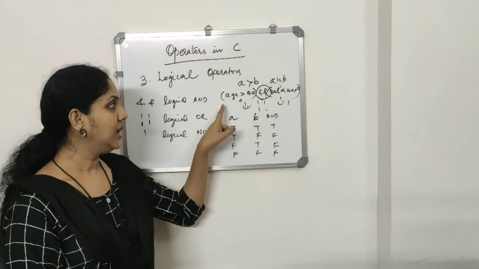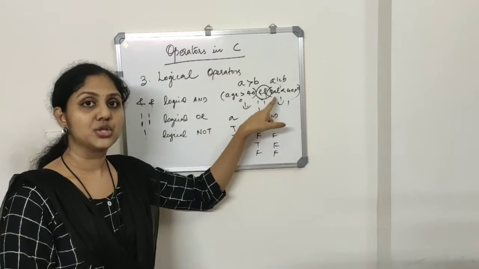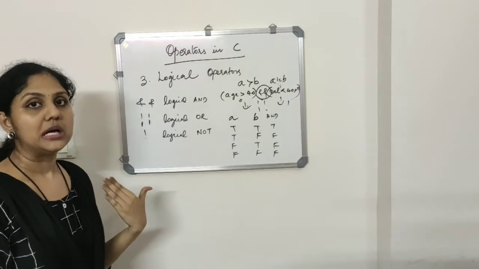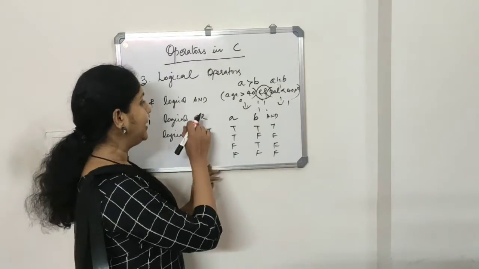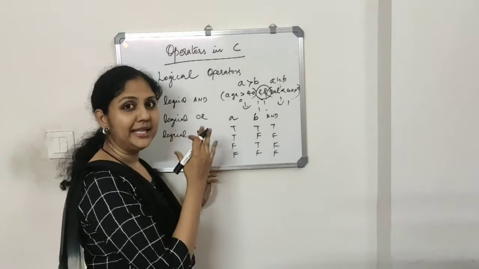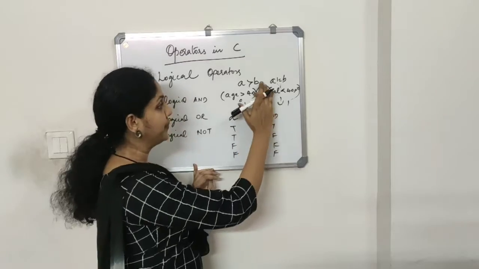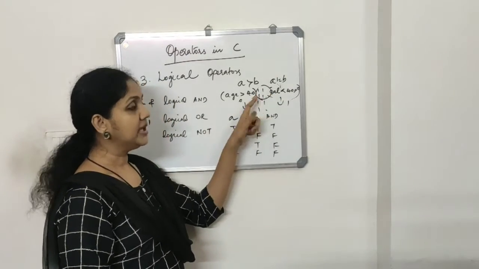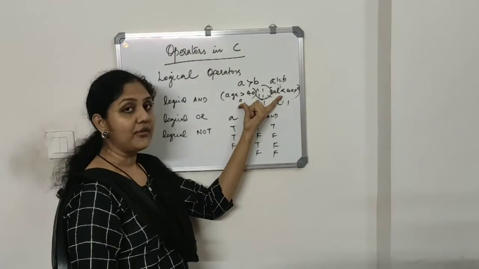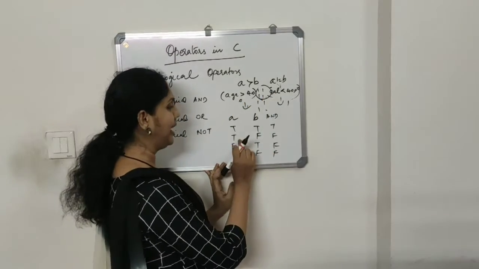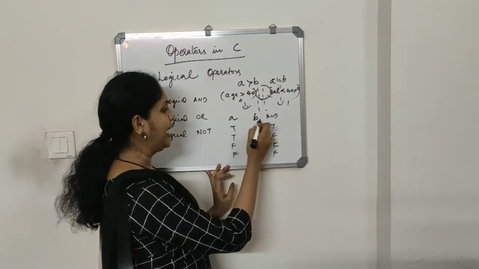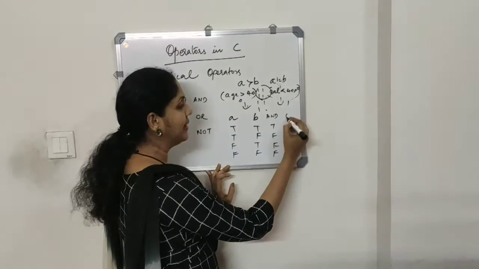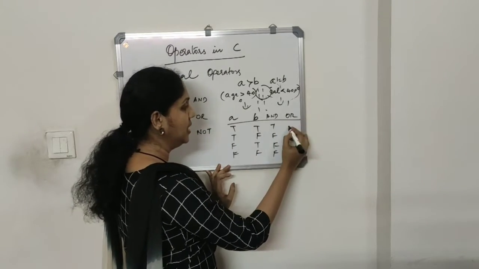Okay, only if both the conditions are true will I get a true output. Now in the case of OR, I need any one to be true. So instead of AND, if I am using OR, this will return a true value if any of these two are true. That means if either A or B is true, I will get a true value.